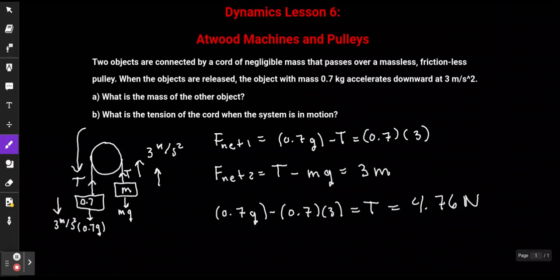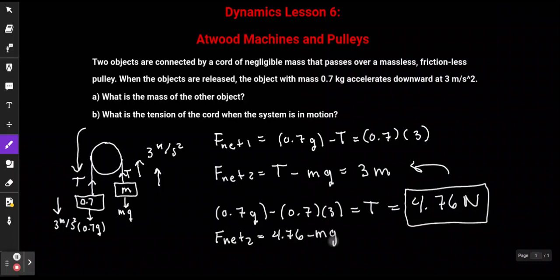So using the information that we just found, tension is 4.76, we can plug this back into our Fnet2 equation. So our new Fnet2 will look like 4.76 minus mg equals 3m. Since we're trying to solve for the unknown mass m, we're going to move all the parts of the equation that have m to one side, so that our new equation looks like 4.76 equals mg plus 3m.